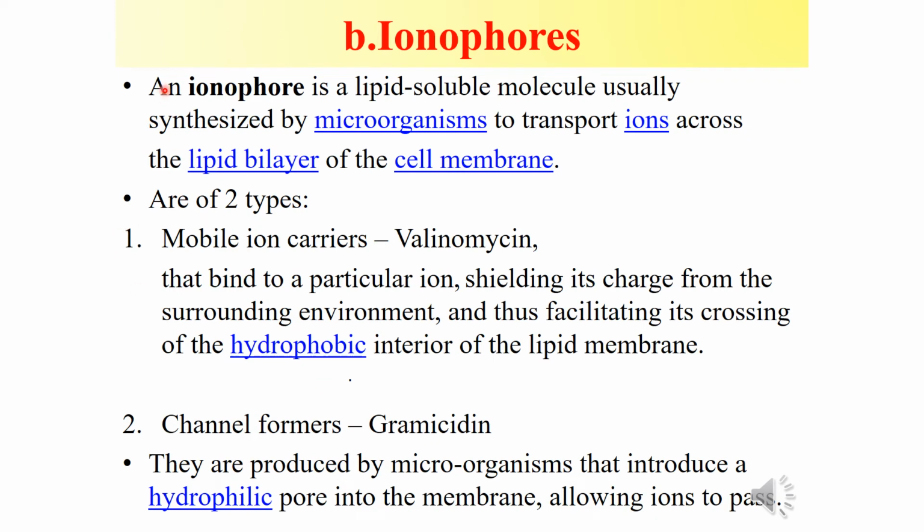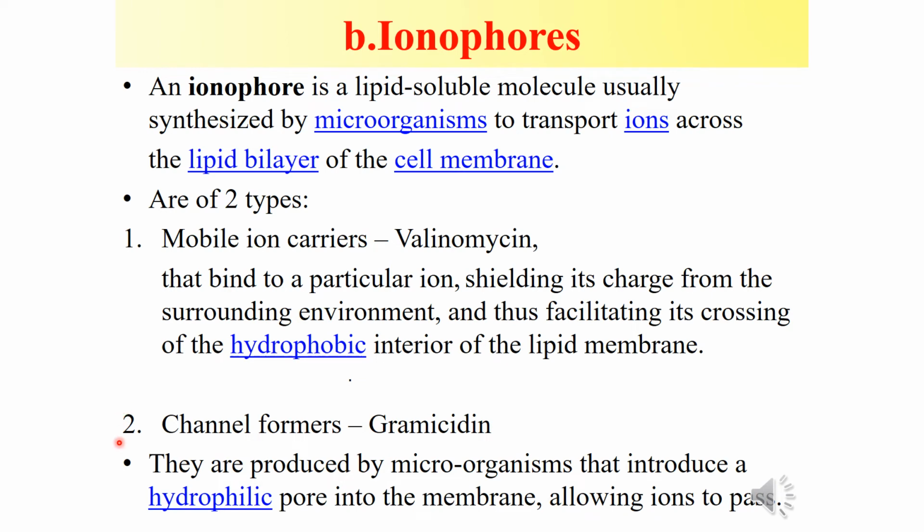Now we come to the next example, that is ionophores. The ionophore is a lipid-soluble molecule synthesized by microorganisms to transport ions across the lipid bilayer. These are of two types, that is, the mobile ion carrier, valinomycin. It binds to a particular ion, shields its charge from the surrounding environment, and facilitates its crossing of the hydrophobic lipid membrane. So this is how it enters the cell.